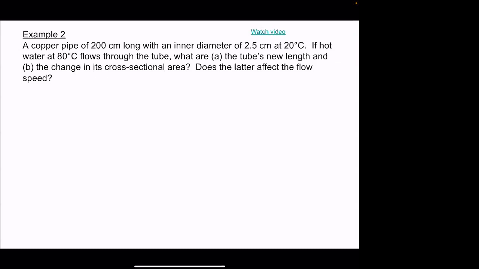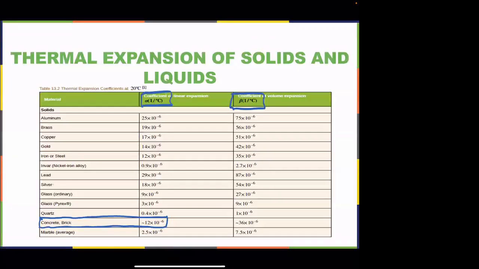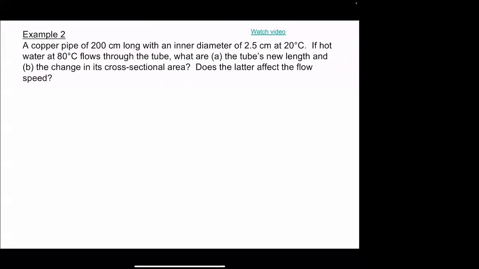So wait, we would need to look at that chart, right? Yeah, you want me to get Copper's thing for you? Yeah, it is 17 times 10 to the minus 6. 17 times 10 to the minus 6, gotcha.